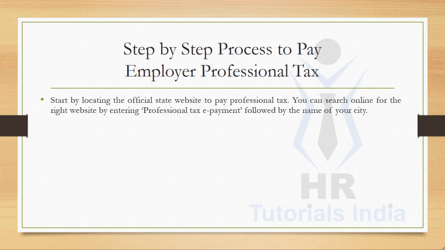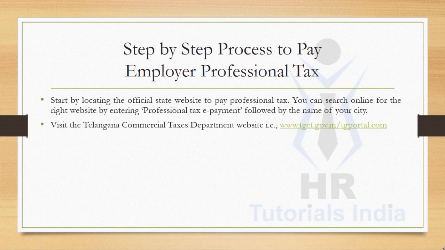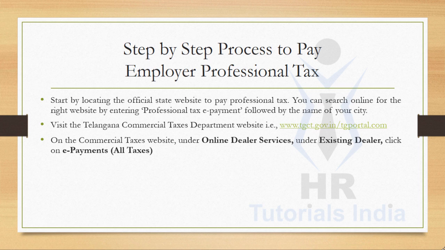Start by locating the official state website to pay professional tax. You can search online for the right website by entering professional tax e-payment followed by the name of the city or the state. Visit the Telangana Commercial Tax Department website www.tgct.gov.in/tgportal.com. On the Commercial Taxes website under Online Dealer Services, under Existing Dealer, click on E-Payments of Taxes.